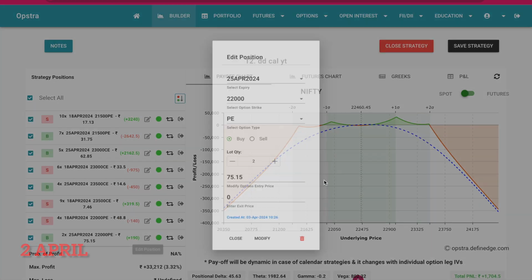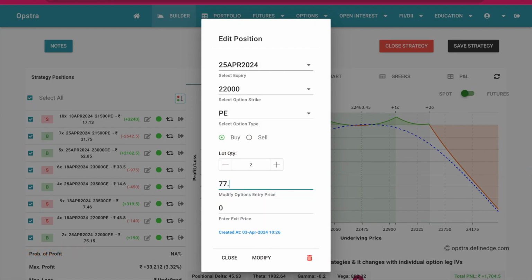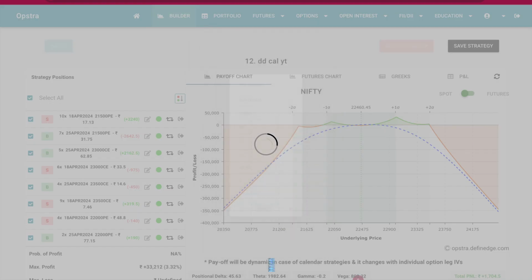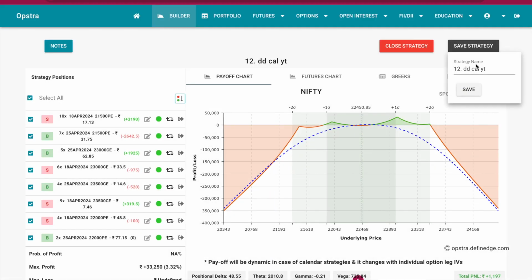77.15. 77.15. So this is as complicated as it gets. 11.6 we'll put it.